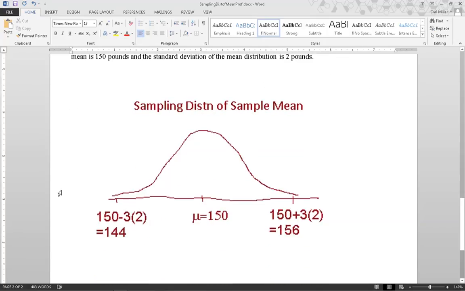This is where you would begin with this material. Be sure you can get this sketch, and then your next step would be to actually find a probability.